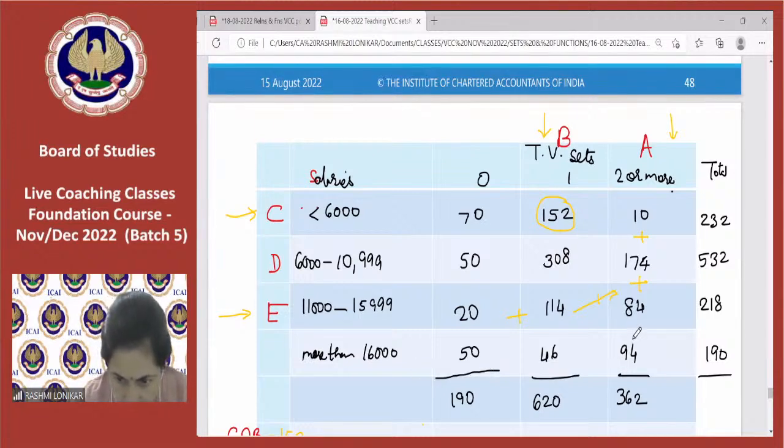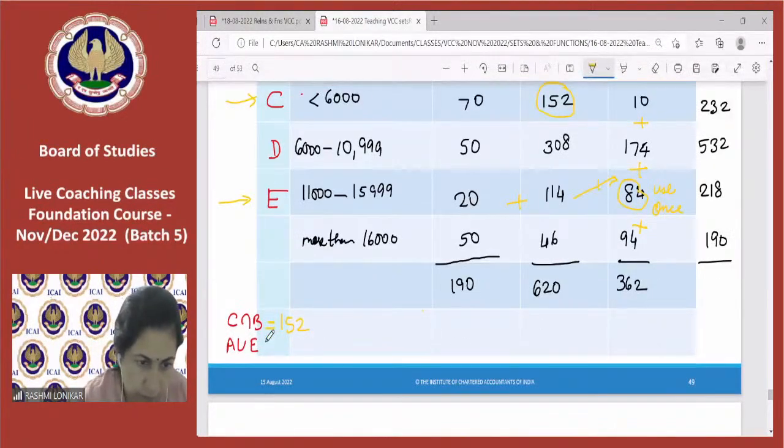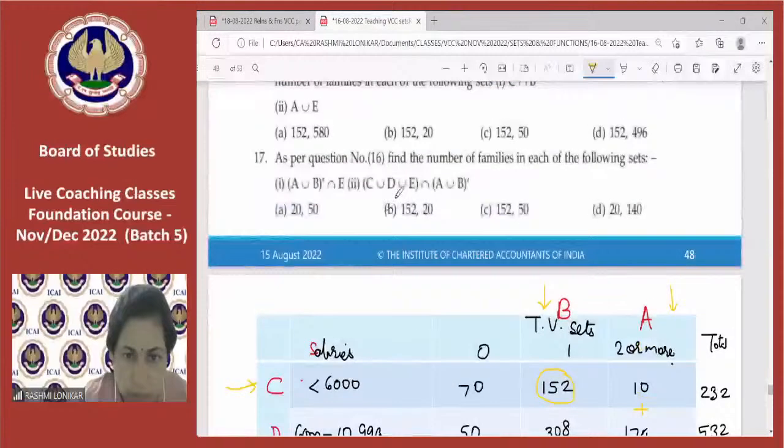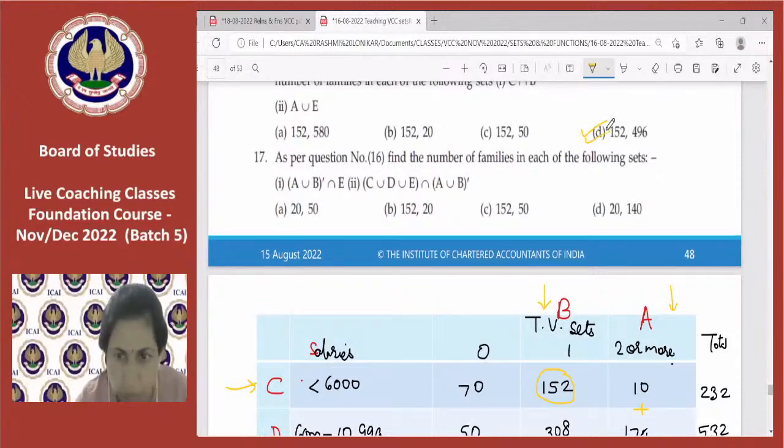Okay, this is A. So only this has to be used. Remember to use it once. Otherwise what happens? By mistake we add everything. Plus 94. So the answer is 496. Which is the option? Do I have that here? 496. Okay, yes. So D is the correct option.